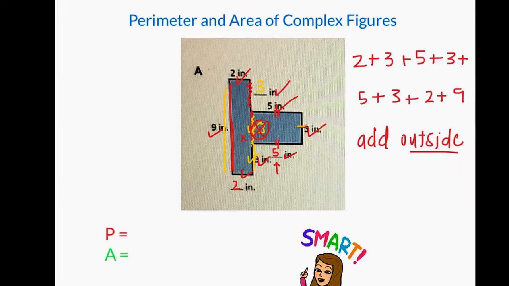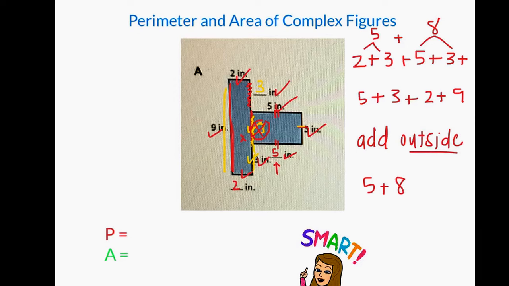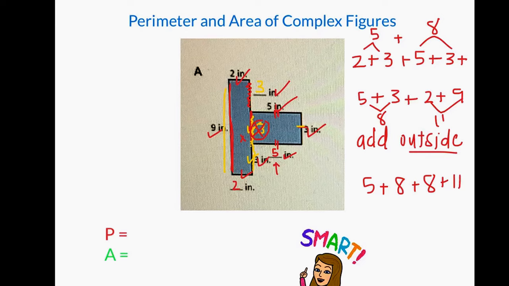So now I'm going to start adding some numbers here. 2 plus 3 is 5, plus 5 plus 3 is 8. I'm going to write that down here, 5 plus 8. I'm going to combine some more numbers. This 5 plus 3 will give me 8, so plus 8. And this 2 plus 9 will give me 11, plus 11. Awesome. So now I'm going to add 5 plus 8, which is 13, plus I'm going to add 8 plus 11, which is 19.